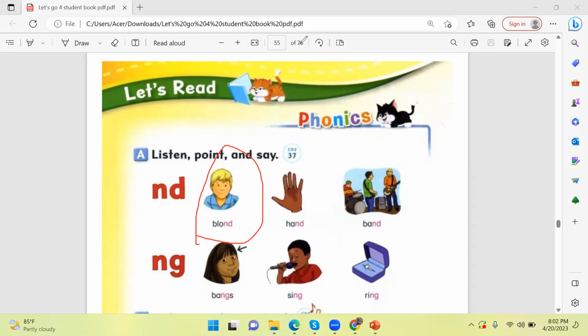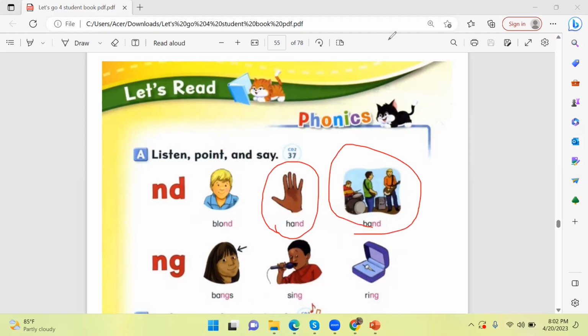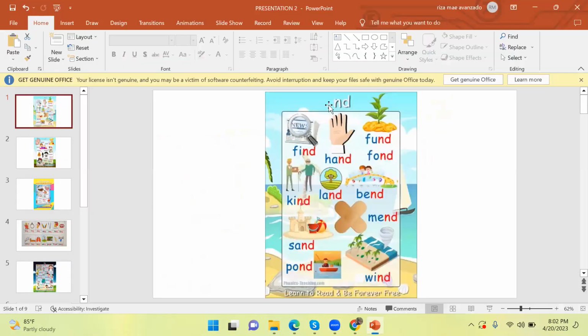Blonde. Very good. This one. Hand. How about this one? Band. Very good. And then let's proceed for another examples. All right. So we have here another examples of ND. So can you please read the first word? This one. Find. That's find.